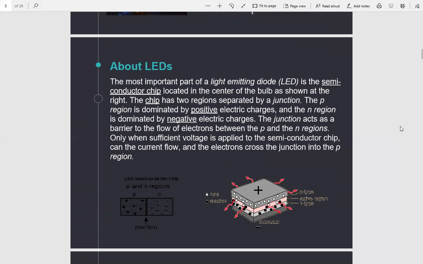The chip has two regions separated by a junction. The P region is dominated by positive electric charges and the N region is dominated by negative electric charges. The junction acts as a barrier to the flow of electrons between the P and the N regions. Only when sufficient voltage is applied to the semiconductor chip can the current flow and electrons cross the junction into the P region.